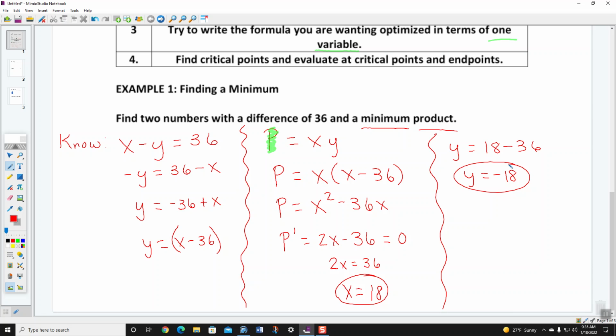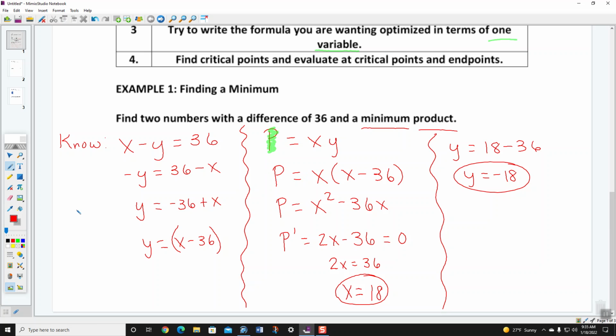The product would be found by taking x times y, wouldn't it? Do we know x? Do we know y? So if I wanted to know that minimum product, 18 times what? Negative 18. Negative 18, which in our case would have been negative 324, if that's what they wanted to know. Okay. Let me show you something real quickly.